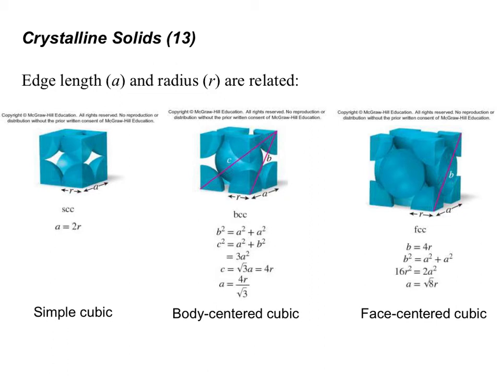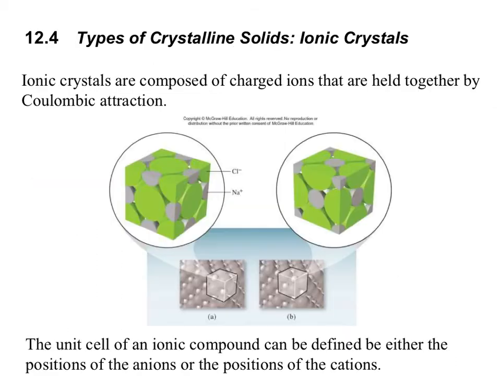This can be derived using Pythagoras' theorem on the cube. And the face-centered cubic has the edge length equal to the square root of 8 times the radius, which can also be derived from pretty much Pythagoras' theorem. You are not expected to be able to derive these, but you are expected to be able to use the equation to figure out the edge lengths of a unit cell.